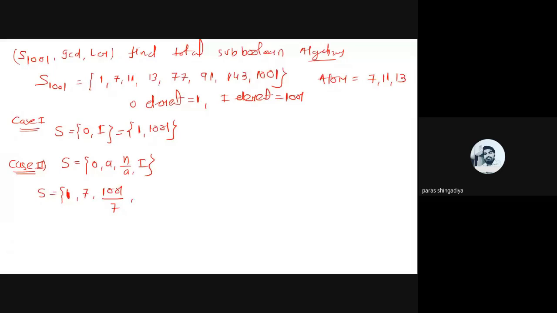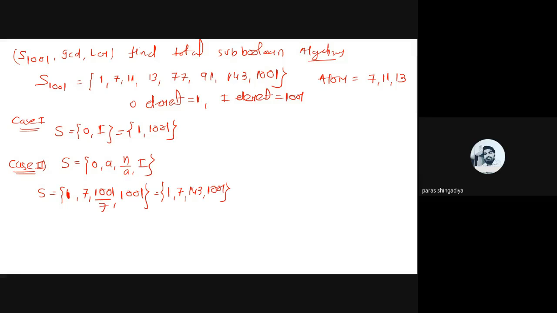Seven, and the I element is 1001. So 7, then 1001 by 7 and I is equal to 1001. So it is equal to 1 comma 7, and after dividing by 7 it will be 143, and then 1001.